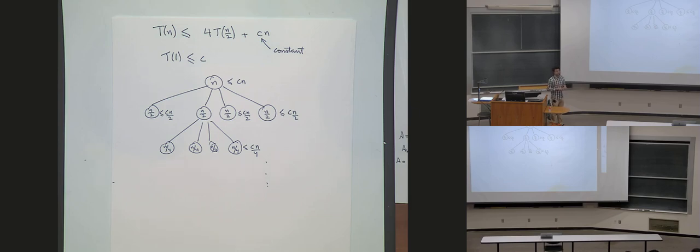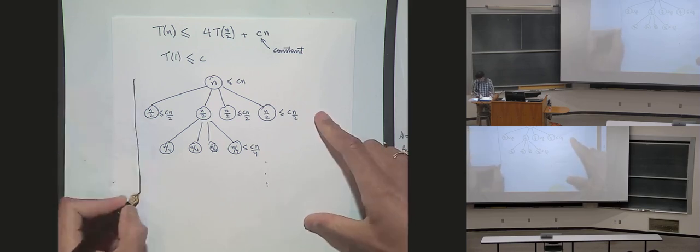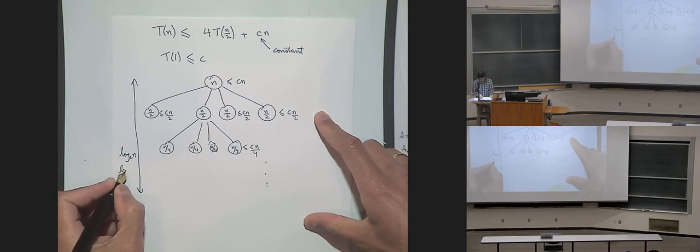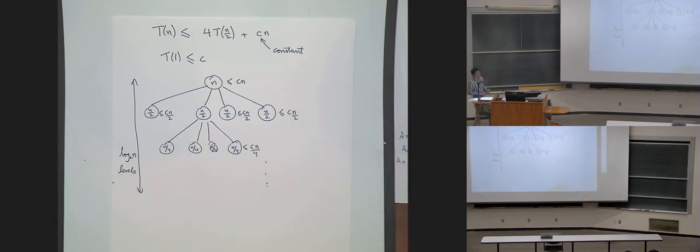It's just log base 2 of n. Why? The size of the problem is only dividing by 2. It's the branching which is 4. But the number of levels in the tree is still log base 2 of n. Right? Because n over 2, n over 4, n over 8. It's just more calls in each level. But the number of levels in the tree is exactly the same. So log base 2 of n levels.